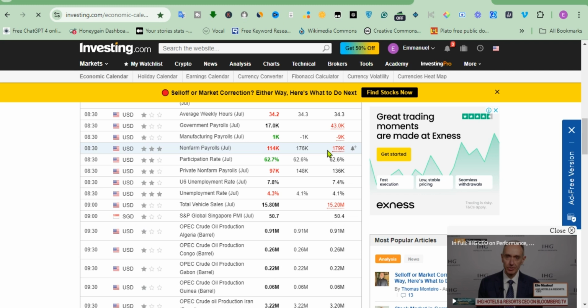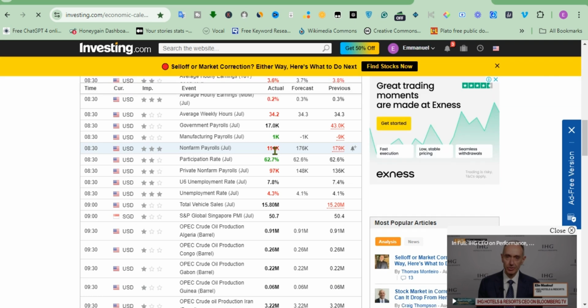This is the forecast. So if the actual, the current announcement, is higher than the forecast, it goes positive. It means positive, go for buy, and it will be green. But if the forecast is higher than the actual, it will go to red. It means sell.